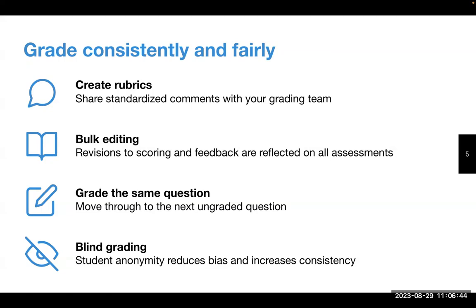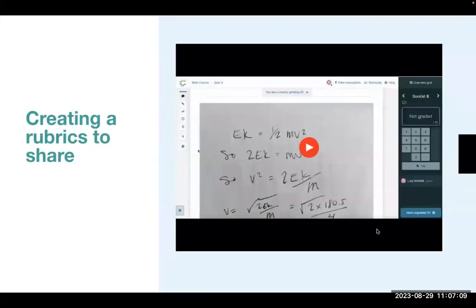You can also go ahead and grade the same question. So this allows you to move through to the next ungraded question very easily. And we also have an option called blind grading. So student anonymity reduces bias and ultimately increases consistency when it comes to your grading. Let's now go ahead and take a look at this video here on how to create a rubric within Crowdmark.